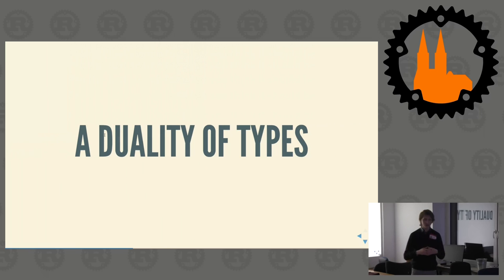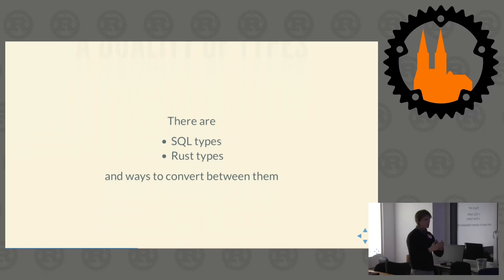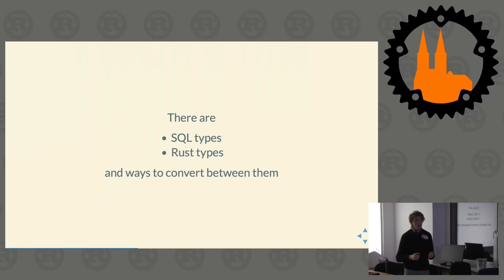So, one of the cornerstones of how Diesel can generate your queries is that it knows how to transform a Rust structure you wrote to something that SQL can represent and vice versa. That is, there are some SQL types and there are some Rust types, and there are ways to convert between them.